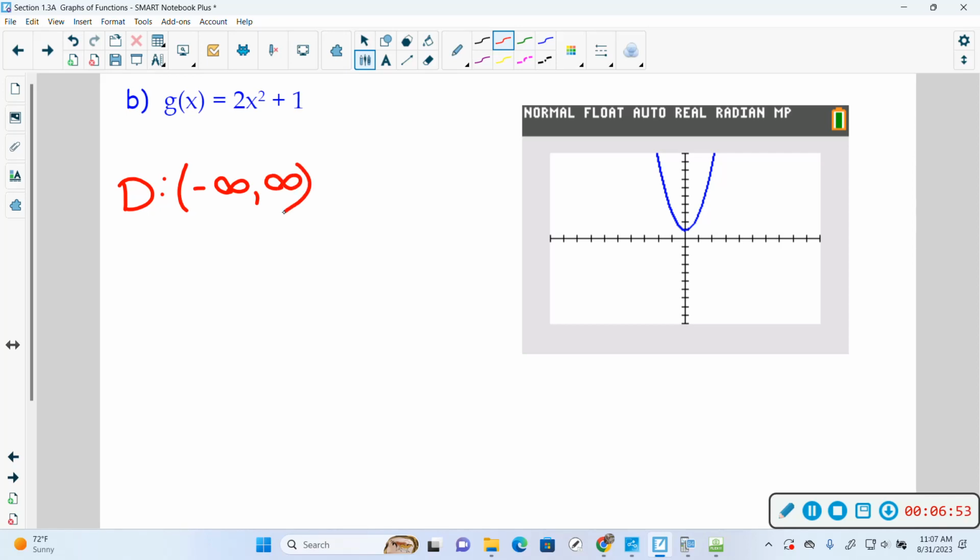I don't care. Okay, range. Lowest to highest. Lowest right here at 1. Our highest is going to be up to infinity. And just like that, the first page is done. Any questions on those domains and ranges? Okay, flip it. We have one more.